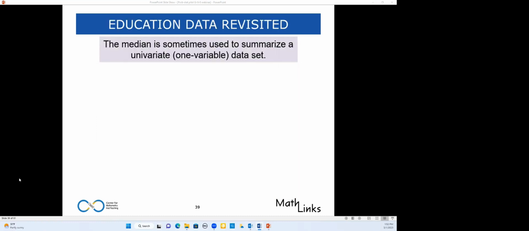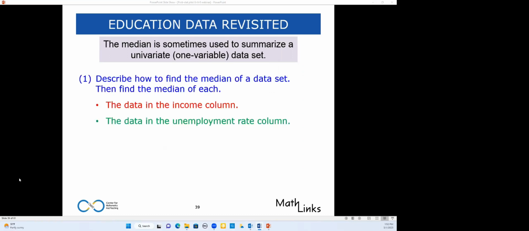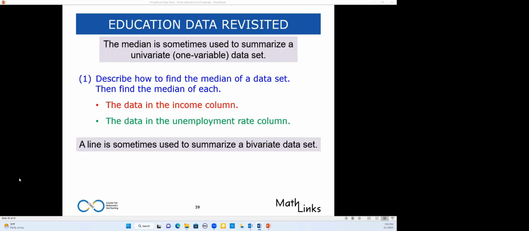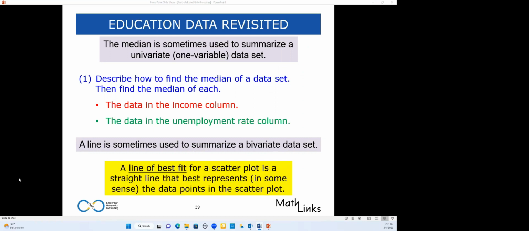In the second lesson, we come back to the same education data to push the thinking further. As a median is a measure of center of a single variable data set, in some sense, a line can be a measure of center of an associated bivariate data set. And so here we move forward with estimating lines of best fit.